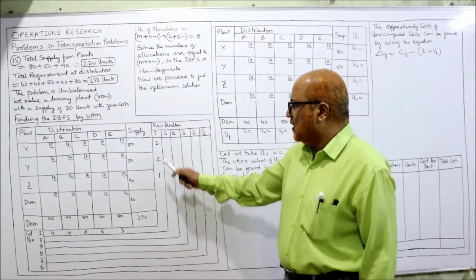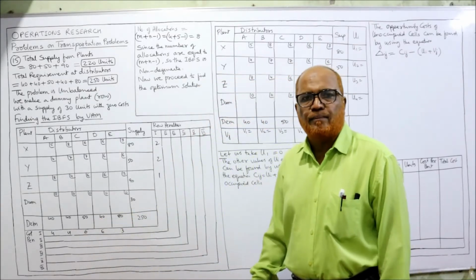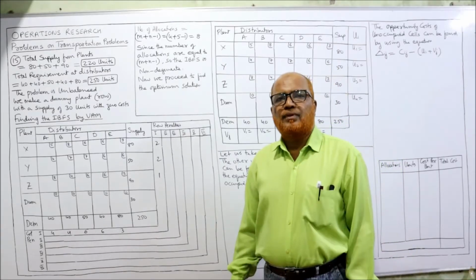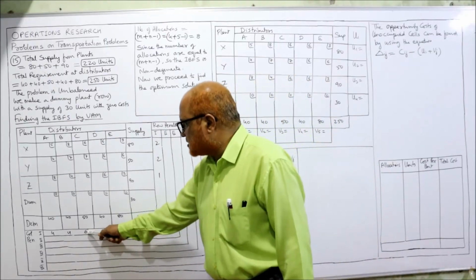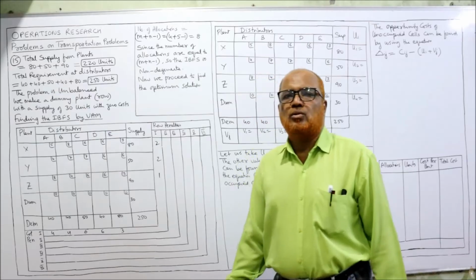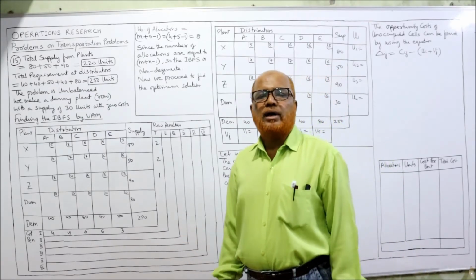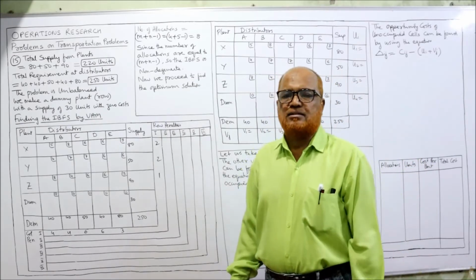What is the highest penalty? 2, 2, 1, 3, 6, 6, 4, 6. The highest is 6, but it is occurring more than once. Whenever there is a tie, we compare the cost. If we select this 6, the cost is 0. If we select that 6, the cost is also 0. The costs are also tied. Then we compare the allocations.